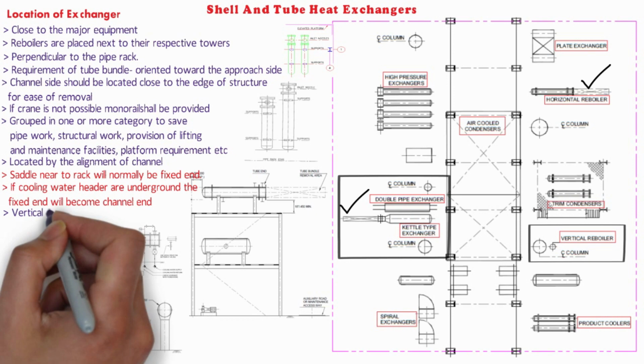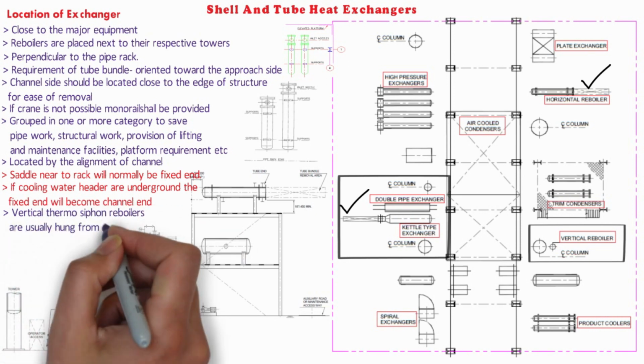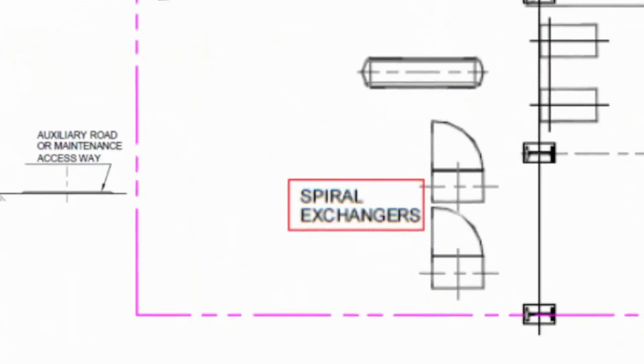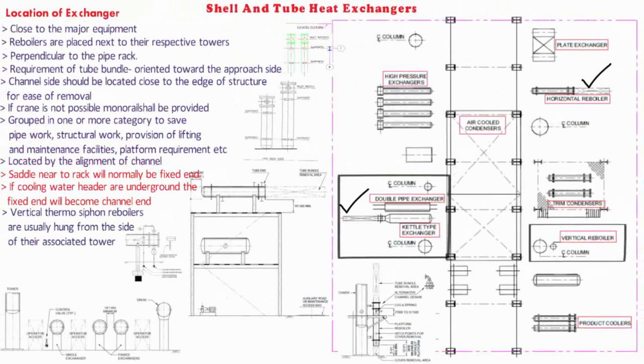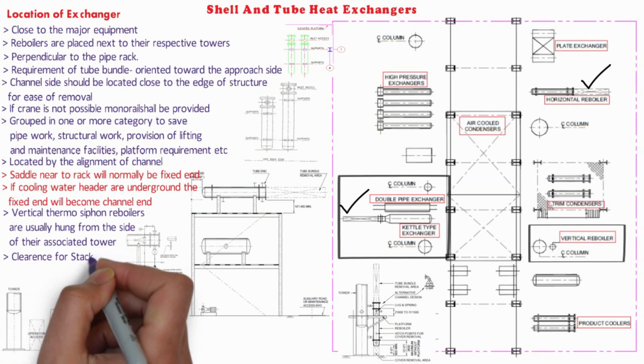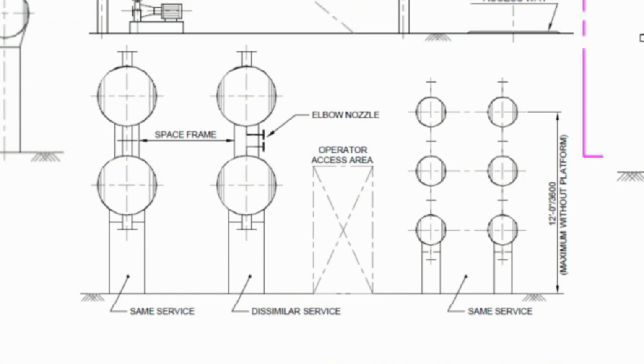Vertical thermosiphon reboilers are usually hung from the side of their associated tower or in some cases mounted on an independent structure near the tower. The location is governed by the allowable pressure drop in the lines connected between the tower and the reboilers due to fittings and pipe length as recommended by process. The lines should have minimum bends satisfying the stress requirements and reboilers should be very close to the tower. Two exchangers in series are usually stacked. Sufficient clearance must be provided for shell and channel side piping between the two exchangers.